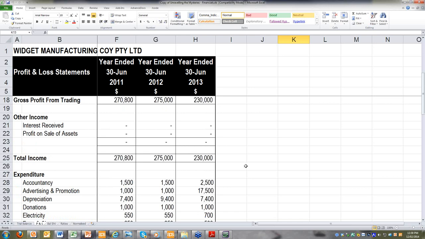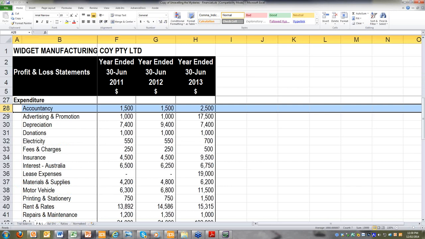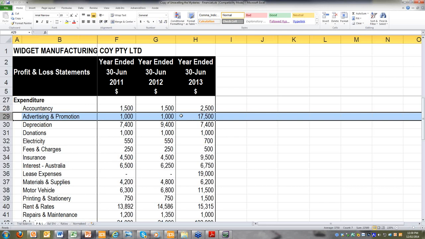No income, no other income, very convenient. Then we start looking at the various items. So this is where we'd actually start putting a ruler underneath. Accountancy, fairly consistent, wouldn't notice anything there. Advertising, 1,000, 1,000, 1,500. You'd sit there going, whoa, what's happening here? So one of the first things we'd do in an interview type situation is to actually talk to the director who's running the business saying, what's going on?